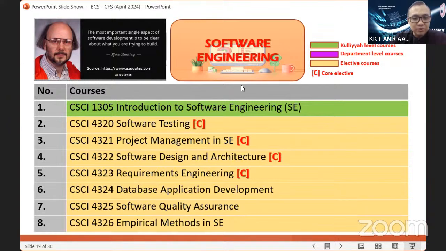So taking these 4 means that you can now have your transcript saying Bachelor in Computer Science, concentration, software engineering. And the rest 3 that you need to take, you can either take from these 3, database application development, software quality assurance, empirical method, or you can take from the other specializations that I'm going to share, right? So let's look at the next one.